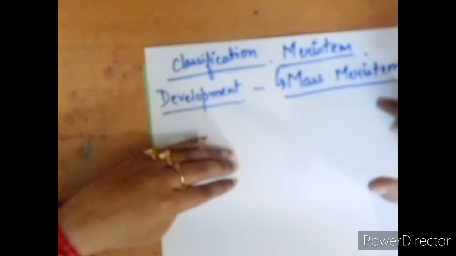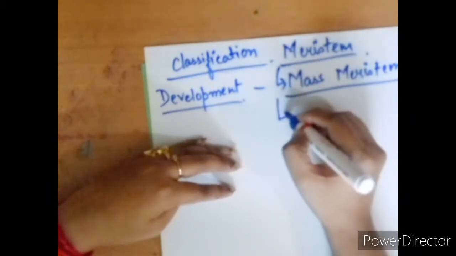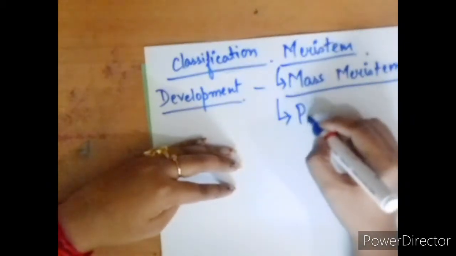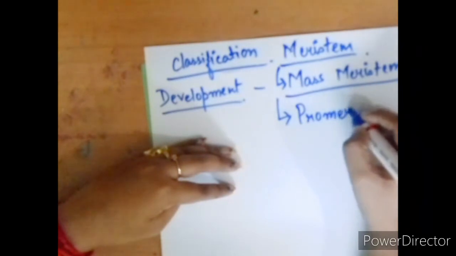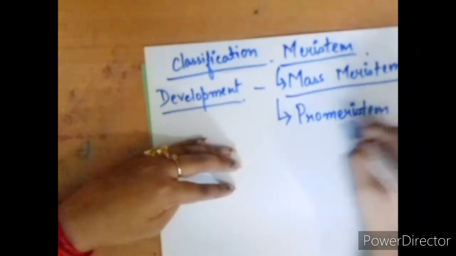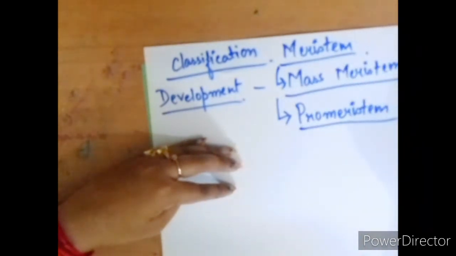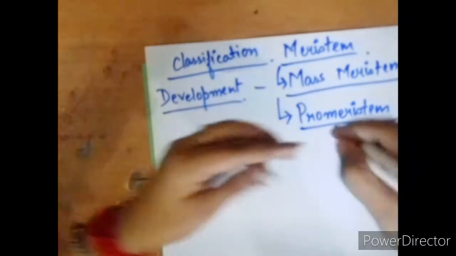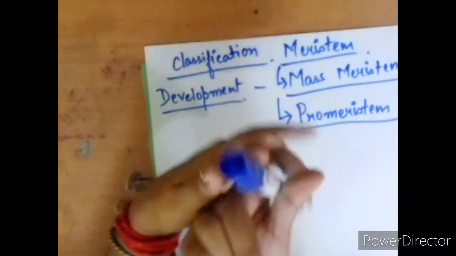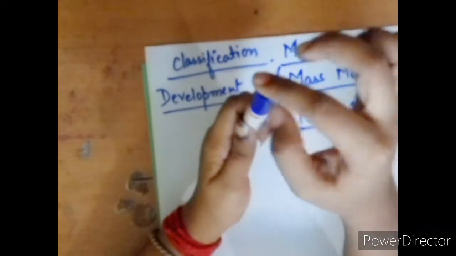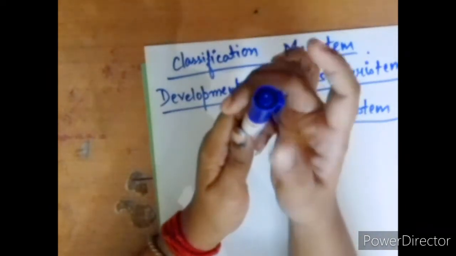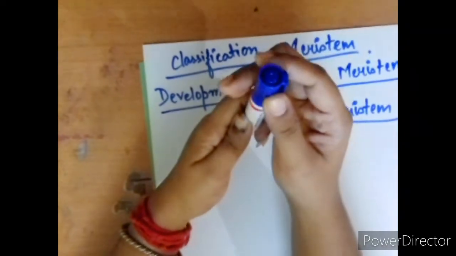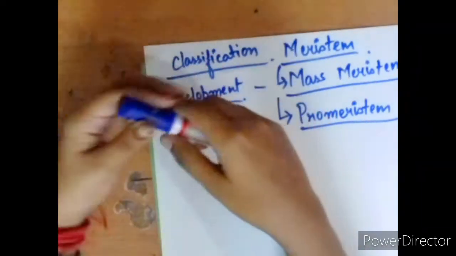So normally we see it in the embryo, where this area is very actively dividing. This is mass meristem. The second one is promeristem. Promeristem is mainly located at the apical portion of the plant. Apical portion means the top portion. If I consider this to be a plant, then the apex portion will be the highly actively dividing portion, and we call it promeristem.